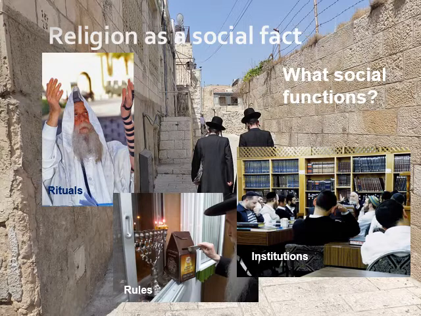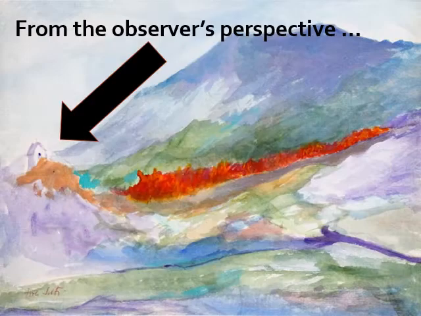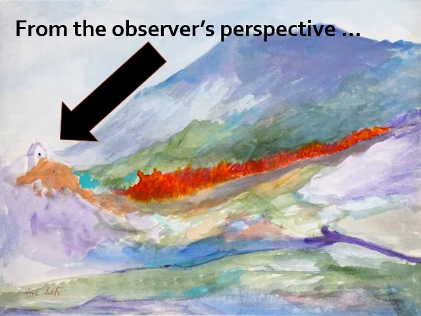What social functions are these elements of religion performing? And how is all of that working? And how well is it working for the people who make up that religious community? Hopefully we recognize all of this as an etic approach of looking at religion from the observer's perspective.